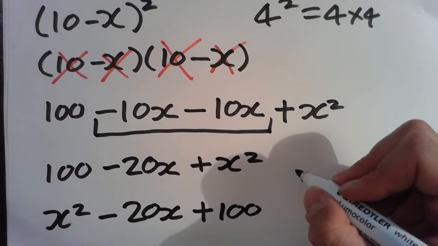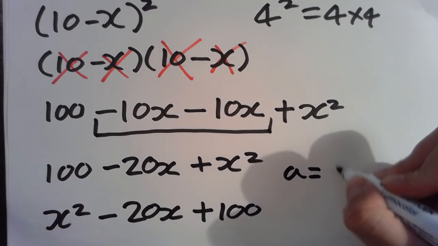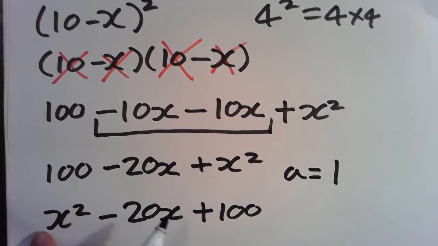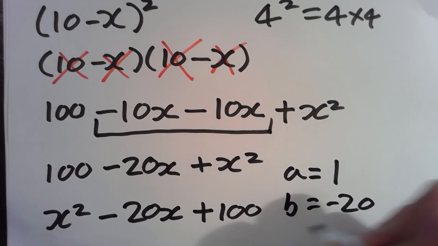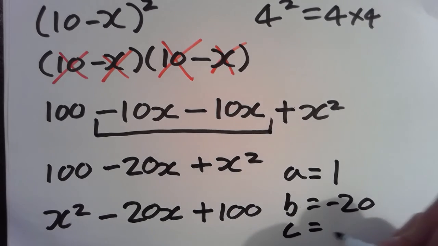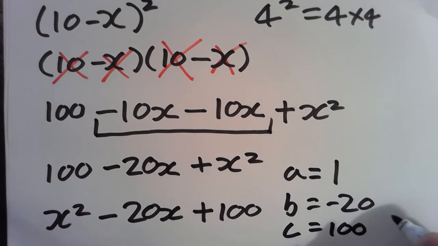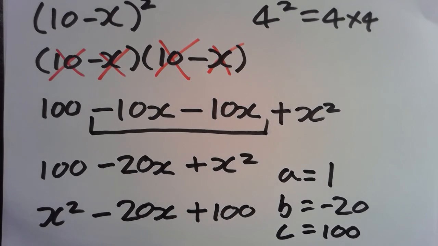And just remind ourselves again, a equals 1 because there are no numbers in front of our x squared, b equals minus 20, and c equals 100. So that was expanding double brackets.